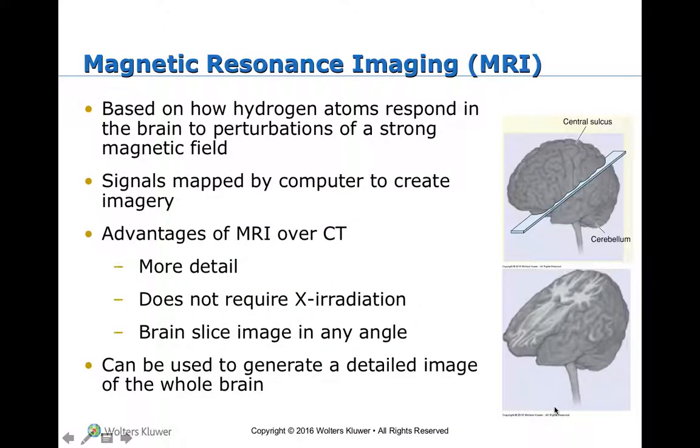Now, magnetic resonance imaging, or MRI, is based on how hydrogen atoms respond in the brain to perturbations of a strong magnetic field. Now, these signals are mapped by computers to create imagery. And so what happens is you actually get a very detailed image of the brain. So more detailed than the CAT scan. It doesn't require X irradiation, and you can see brain slice images in any different angle. So this can be used to generate a detailed image of the whole brain. So you can go from the anterior to the posterior, and you can see different angles and different views of all the slices.